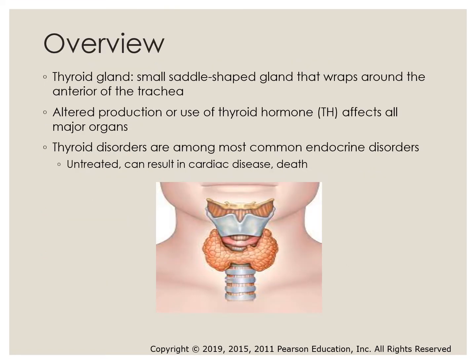So what is the overview? The thyroid gland is a small saddle-shaped gland that wraps around the anterior portion of the trachea, as you can see in the picture here. Altered production or use of TH, the thyroid hormone, affects all major organs. Your thyroid hormones affect all the organs in the body, and if it is untreated, it can result in cardiac disease and you can die from this.